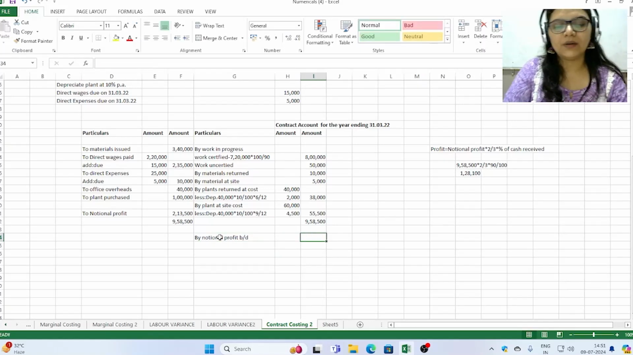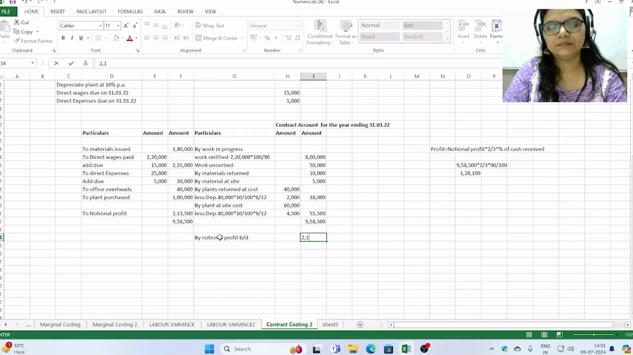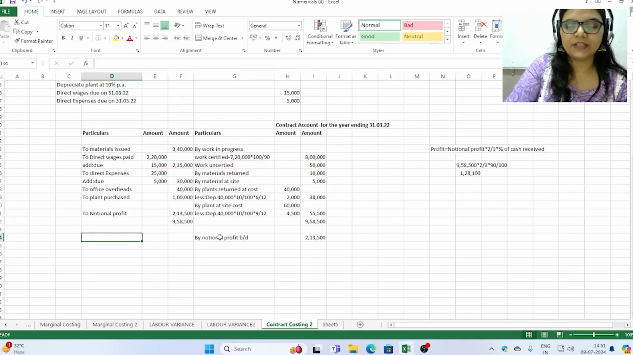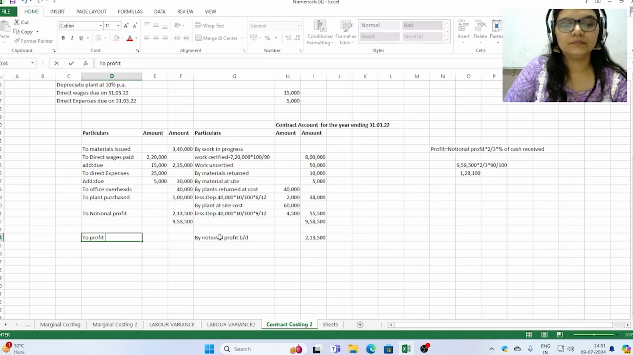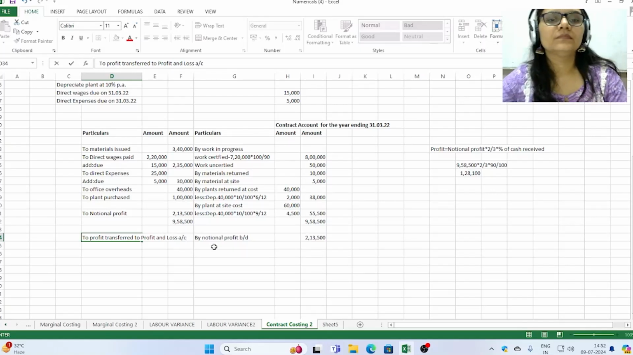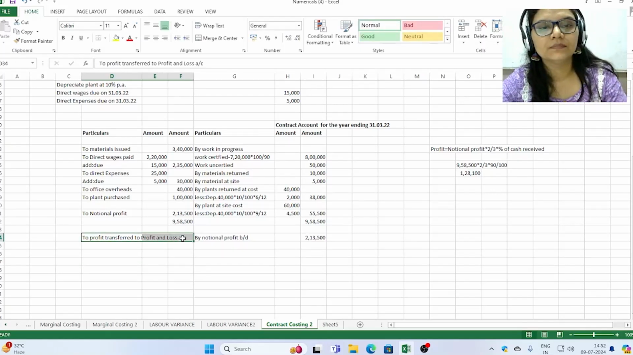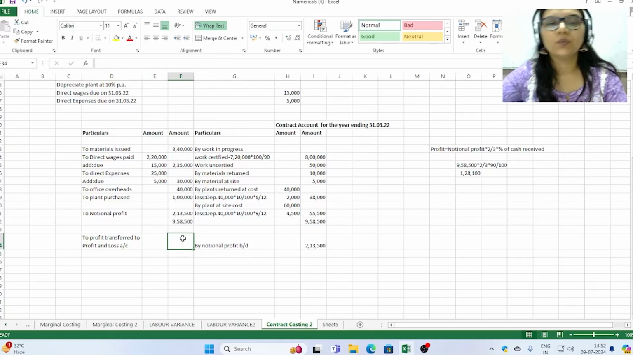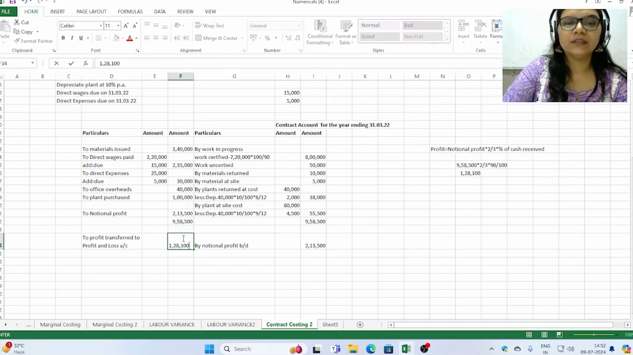It is 2,13,500. And next is to profit transferred to profit and loss account. It will be 1,28,100.